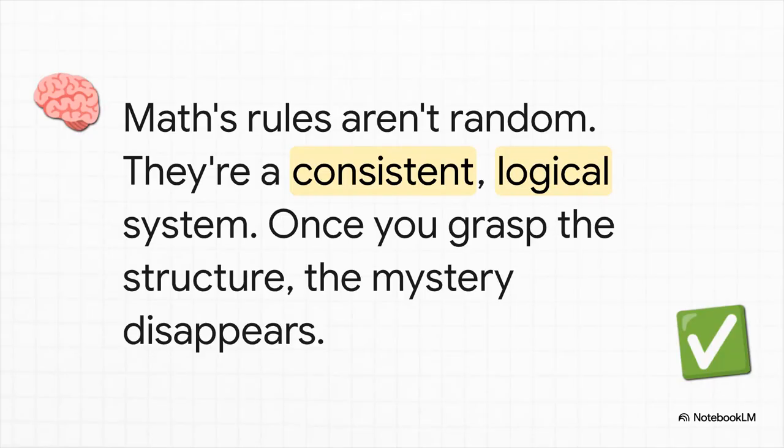So what's the big takeaway from all this? It's that math's rules, the ones that seem so random, really aren't. They're all part of this beautiful, consistent system. A negative times a negative is positive, not because someone wanted to confuse sixth graders, but because it has to be. The whole logical structure depends on it. And once you finally see that structure, the mystery just kind of vanishes.